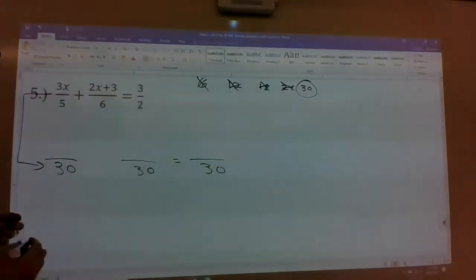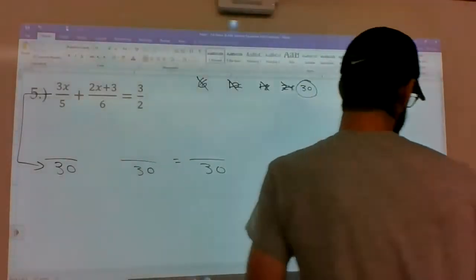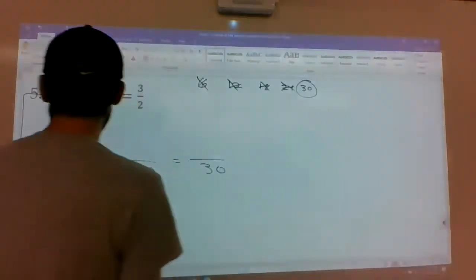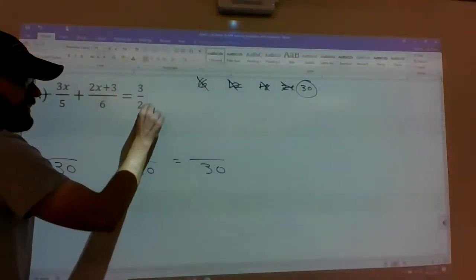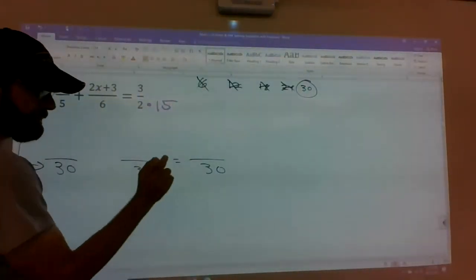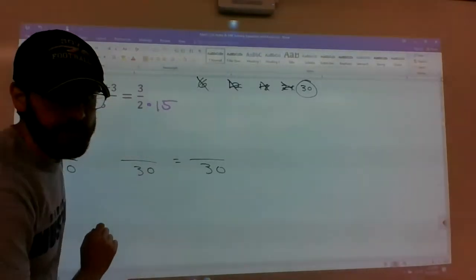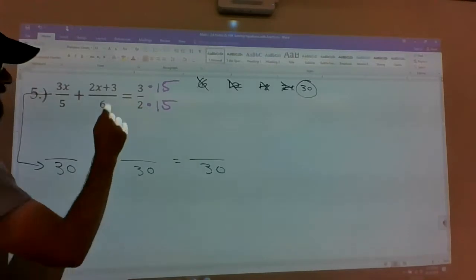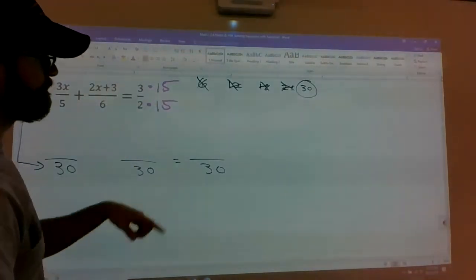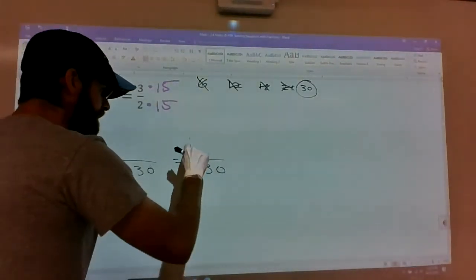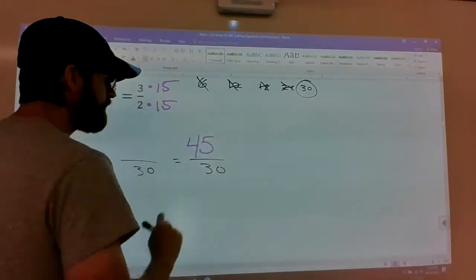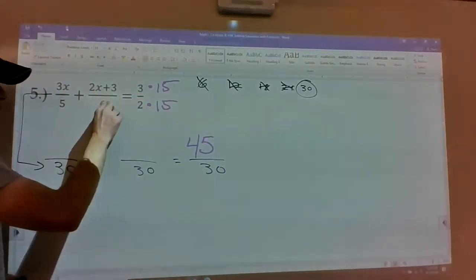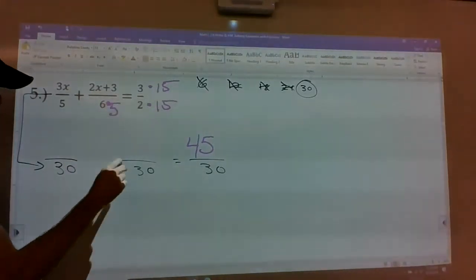So what do we do to get 30? Well, I'm going to multiply 2 times 15 to make a 30 in the denominator there. So I'm going to multiply the top by 15 also. 15 times 3 is 15, 30, 45. There we go. For the 6, 6 times 5 is 30.